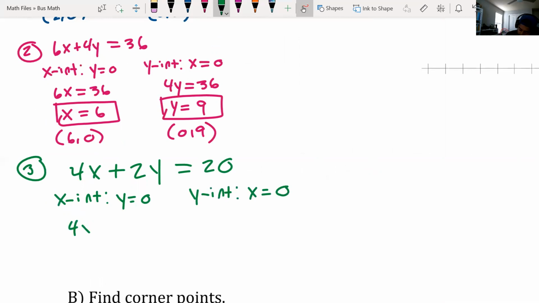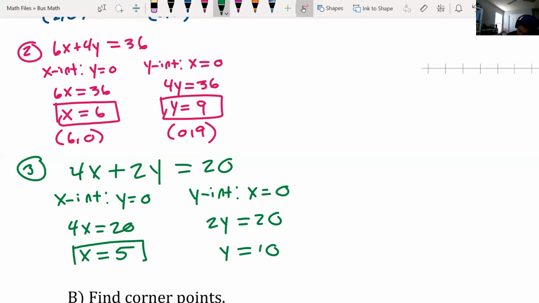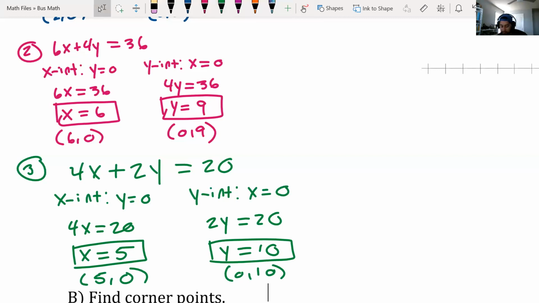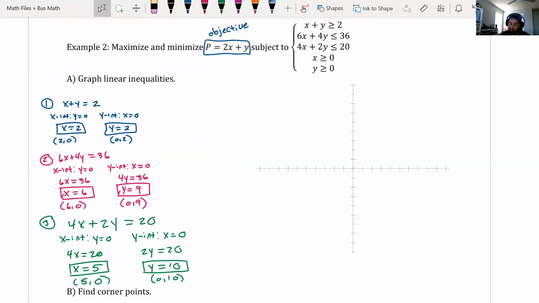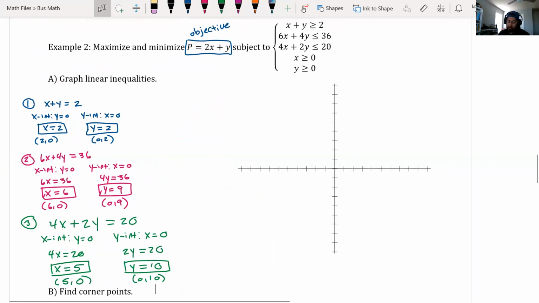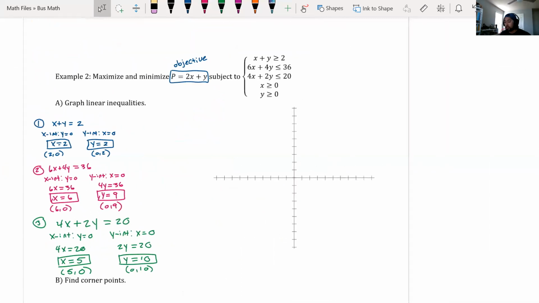And you'll get 4x equals 20 and 2y equals 20. Here, x equals 5 and y equals 10. And again, (5, 0) and (0, 10). Okay. And we have our non-negative restrictions again, x greater than or equal to 0, y greater than or equal to 0, but we'll handle those after we graph 1, 2, and 3.